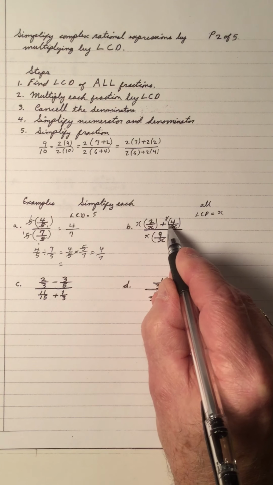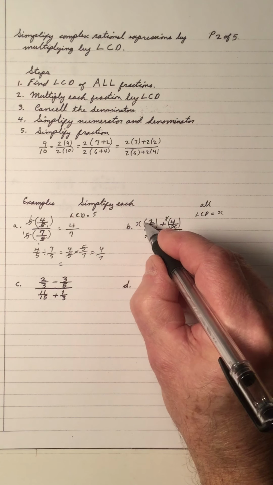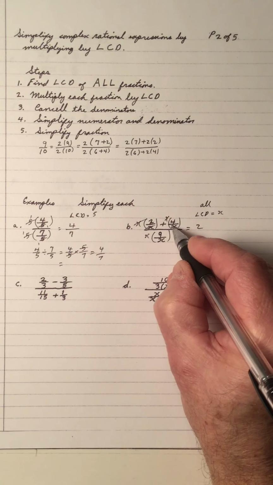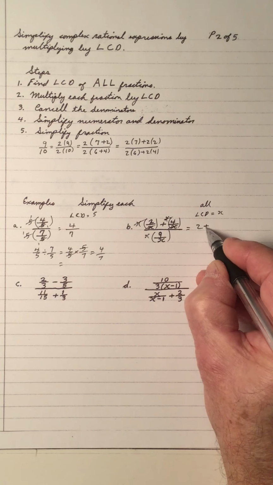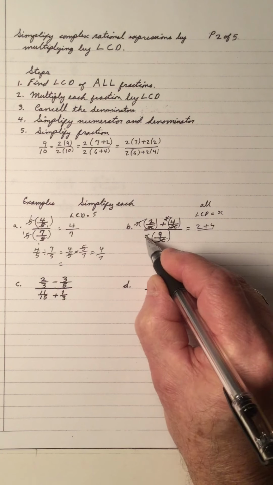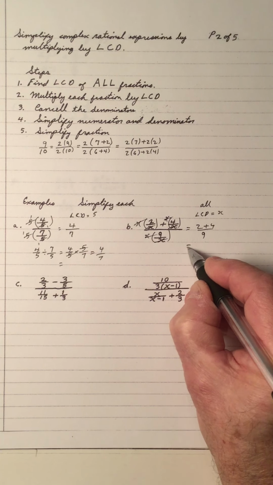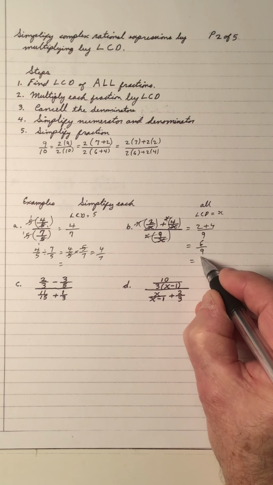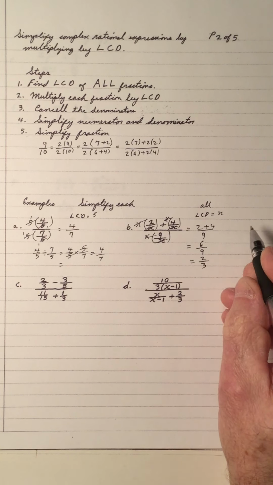But the x is being distributed through these two fractions. Now cancel. The x cancels, and I get a 2. The x cancels, and I get a 4. The x cancels, and I get a 9. So that's 6 over 9. 3 into 6 goes 2. 3 into 9 goes 3.